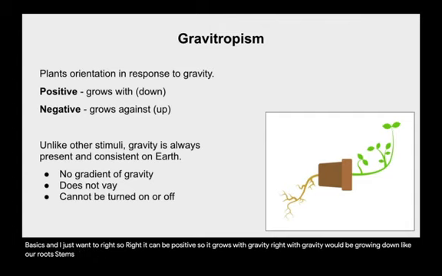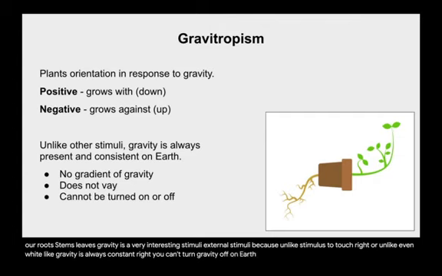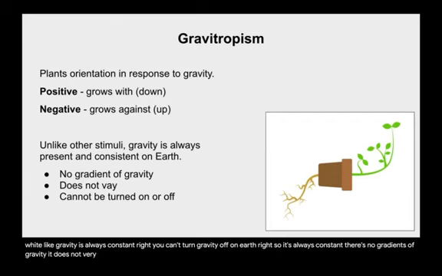Stems, leaves. Gravity is a very interesting external stimulus, because unlike a stimulus like touch, or even light, gravity is always constant. You can't turn gravity off on Earth. So it's always constant. There's no gradient of gravity. It does not vary. It's just always there.